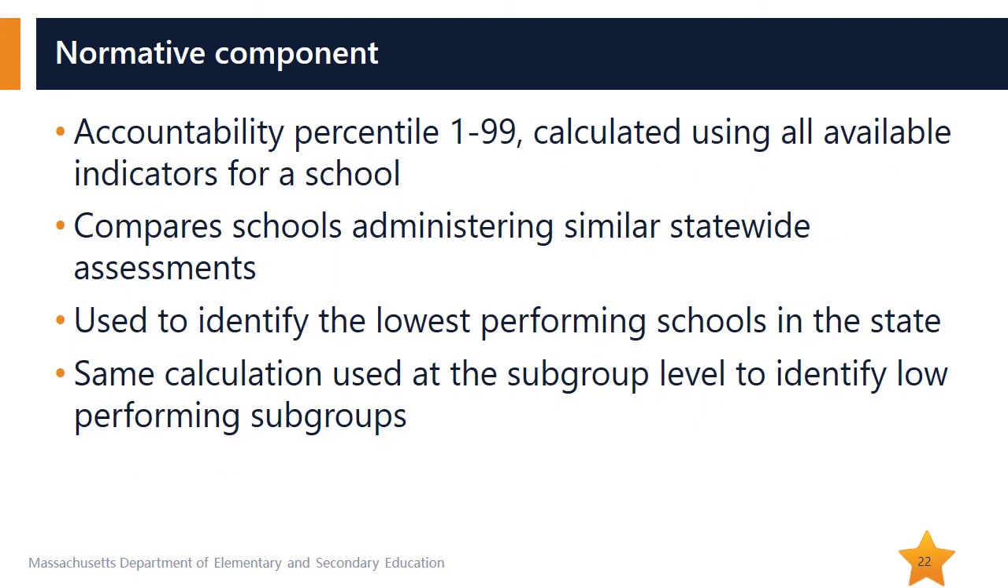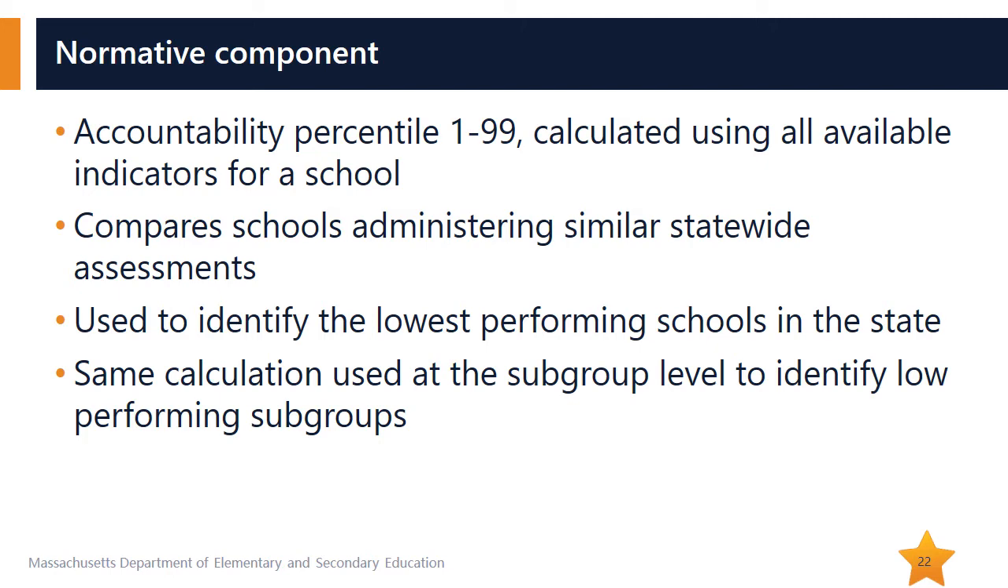The normative component is a percentile from 1 to 99 that is calculated using all available indicators for a school. Schools are grouped together based on the statewide assessments that they administer, and their performance on each indicator is ranked and weighted according to the weighting rules we just reviewed. The resulting number, or the overall accountability percentile, tells you how a school is doing compared to other schools. The department can use this information to identify the lowest performing schools in the state, which is important for the purposes of providing support and allocating resources.